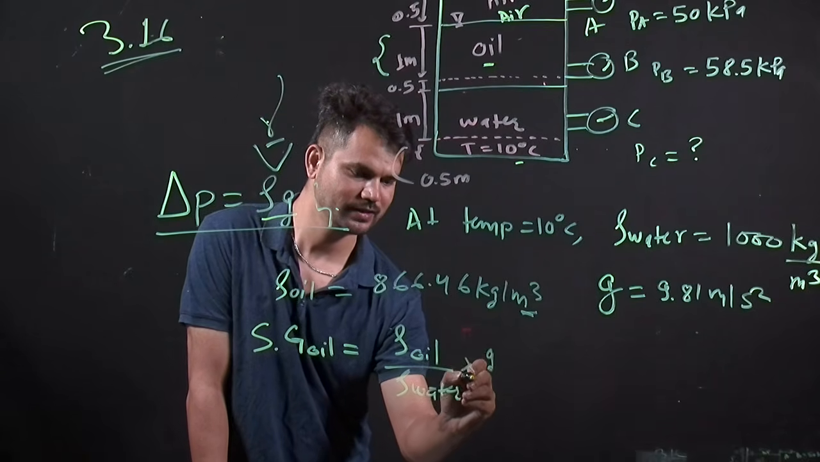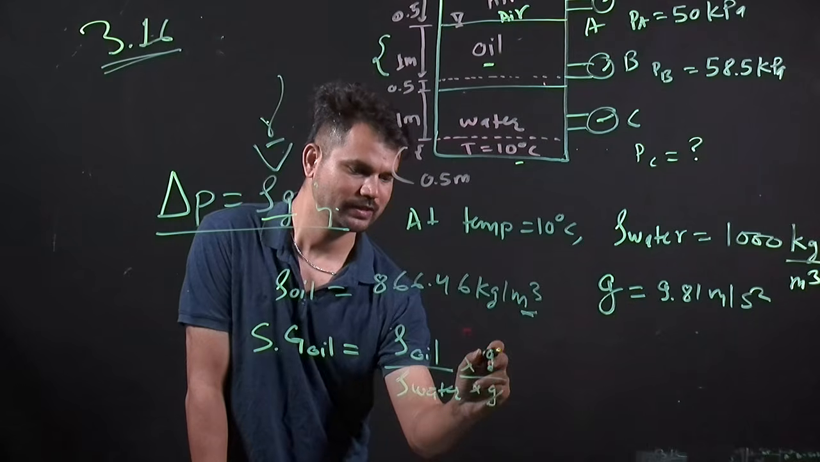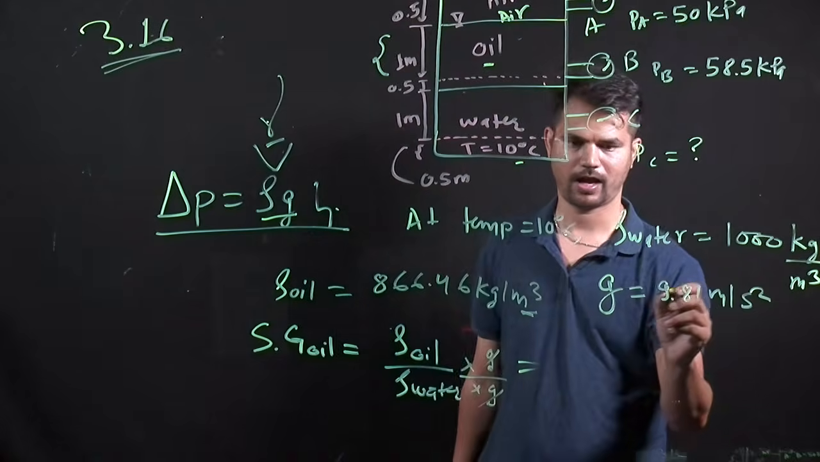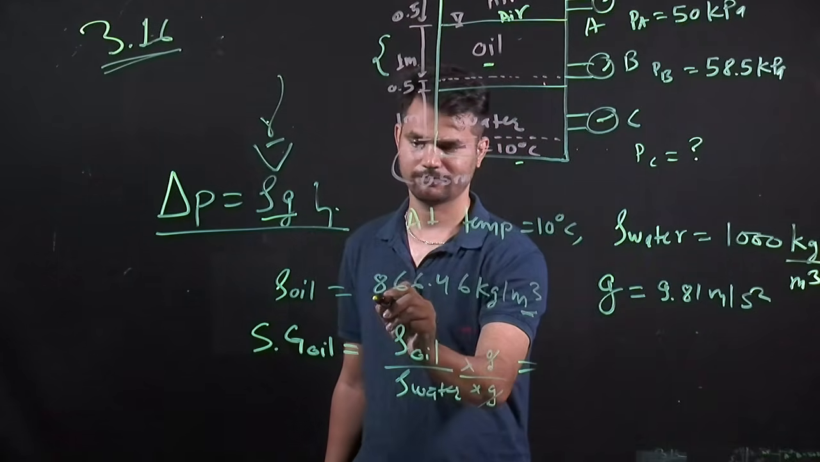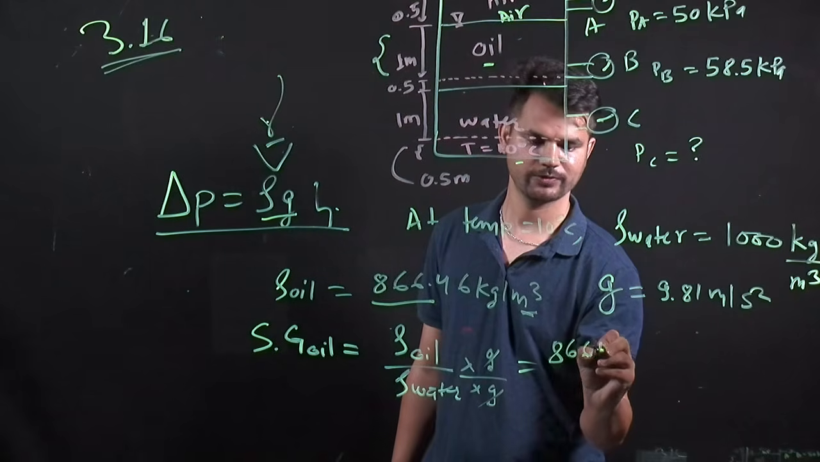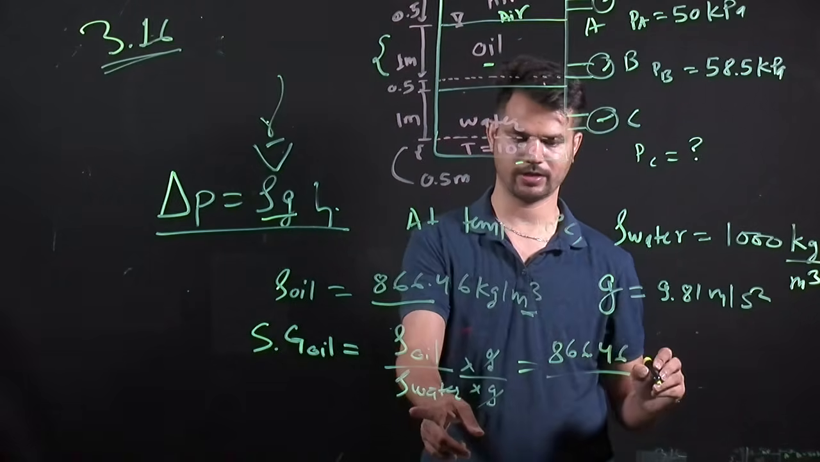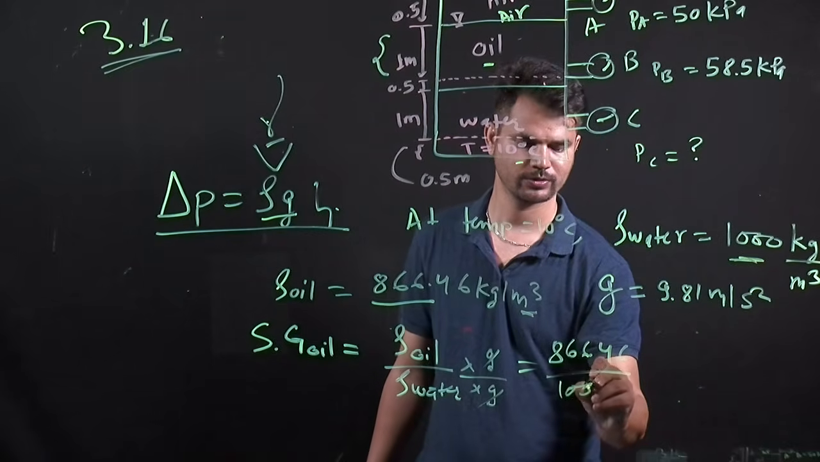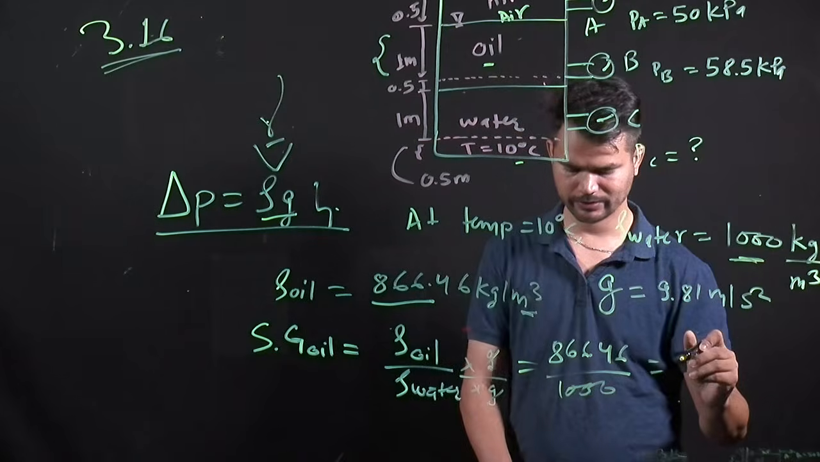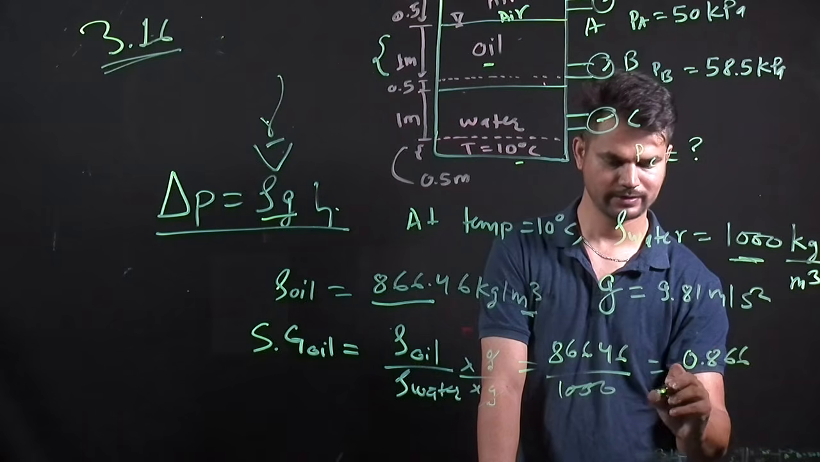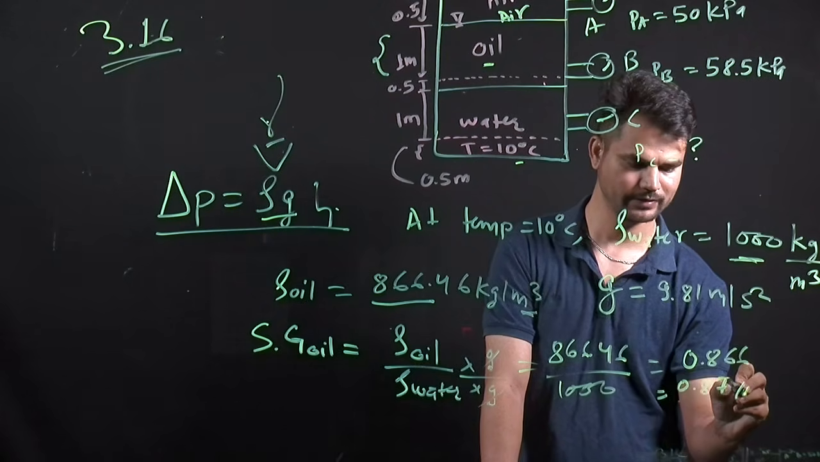Since g will cancel out, our density of oil is 866.46, and our density of water is equal to 1000. So this will give us 0.866, that is equal to 0.87.